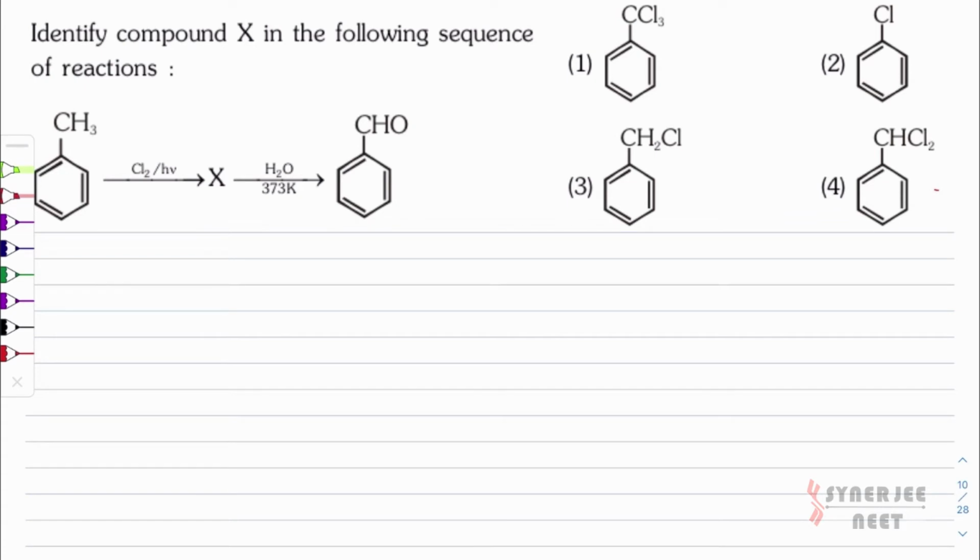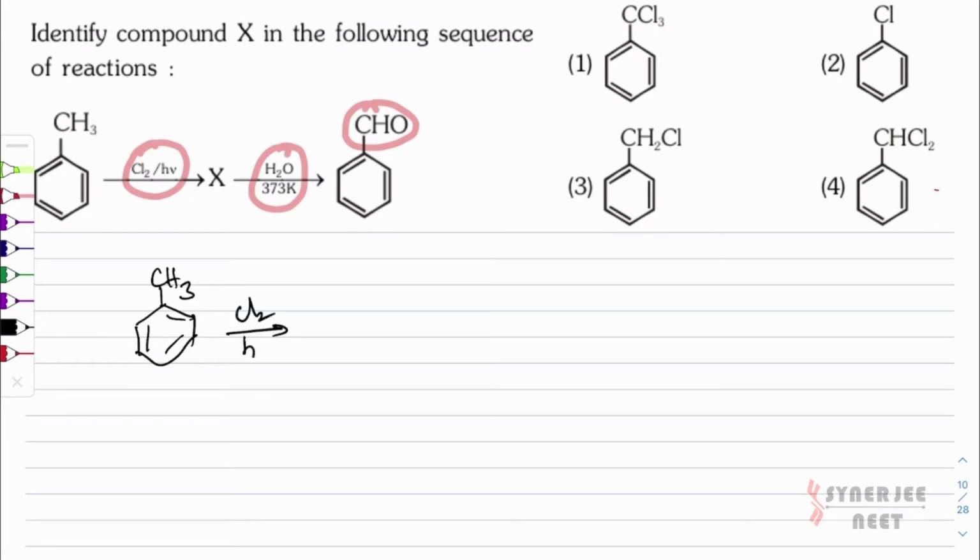Identify compound X in the following sequence. As you see here, toluene is reacting with Cl2, h nu, followed by water, and you are getting an aldehyde. Let's see when this will happen. See, when toluene reacts with Cl2 and h nu, Cl2 in the presence of light, a free radical mechanism takes place. And the free radical is more stable at the benzyl position rather than on the benzene ring. How is it more stable? Because of resonance involvement with the benzene ring, this free radical is more stable.